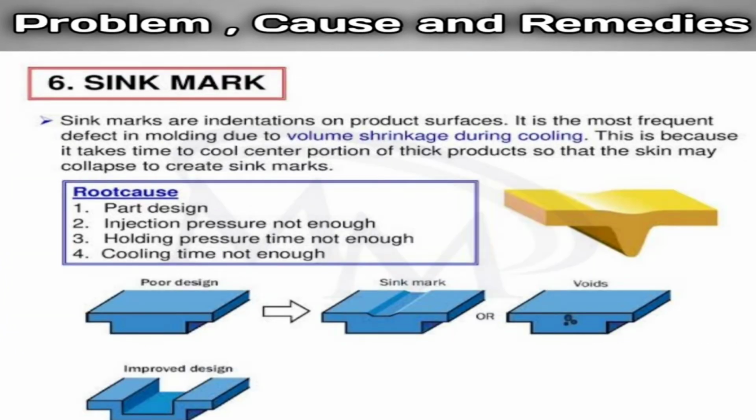Sink marks are indentations on product surfaces. It is the most frequent defect in molding, due to volume shrinkage during cooling. This is because it takes time to cool the center portion of the product, so the skin may collapse to create sink marks. Root cause: 1. Part design. 2. Injection pressure not enough. 3. Holding pressure time not enough. 4. Cooling time not enough.